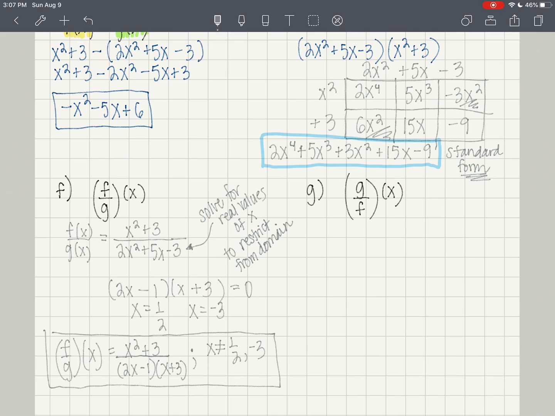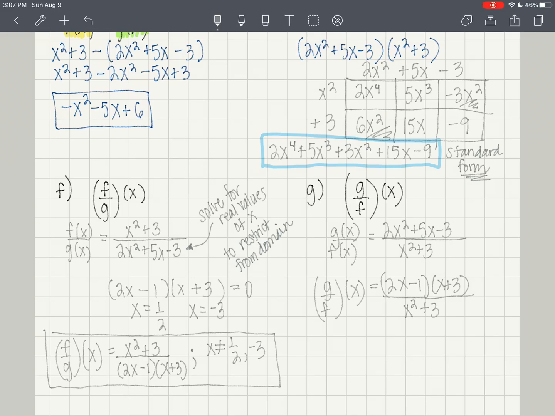Okay, what happens if we have the reciprocal? G of x over f of x. Will we have the same restrictions? Well, in the numerator, we're going to have 2x squared plus 5x minus 3, and in the denominator, we have x squared plus 3. We know that the numerator is 2x minus 1 times x plus 3, but the denominator doesn't factor, it's still x squared plus 3.